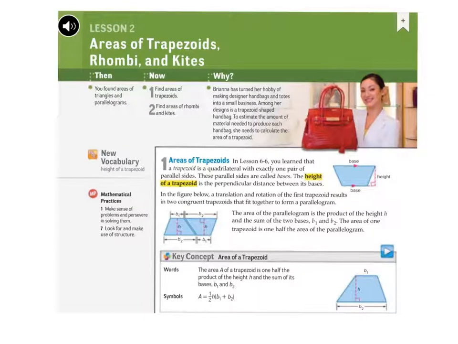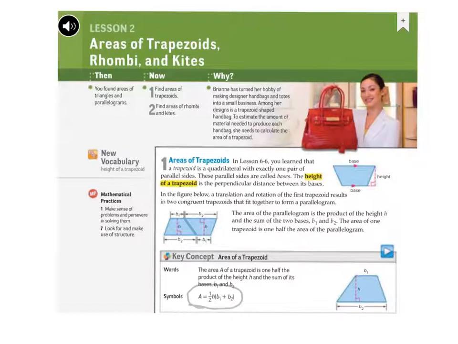Alright, so now we're moving on to 10.2, areas of trapezoids, rhombi and kites. Now don't forget, each one of these will have its own distinct formula. So, going on what we've always done: formula, line of working out and answer. Okay, well here's the formula for a trapezoid.